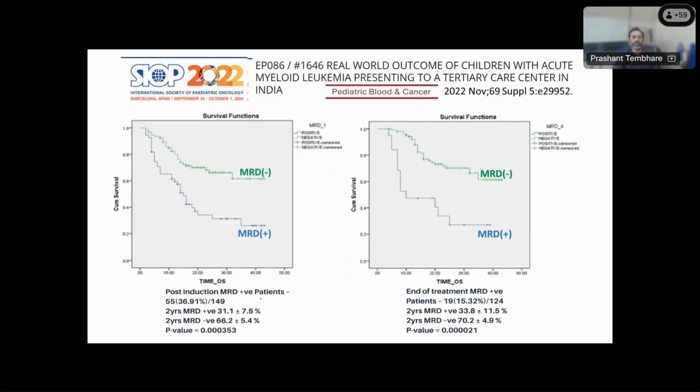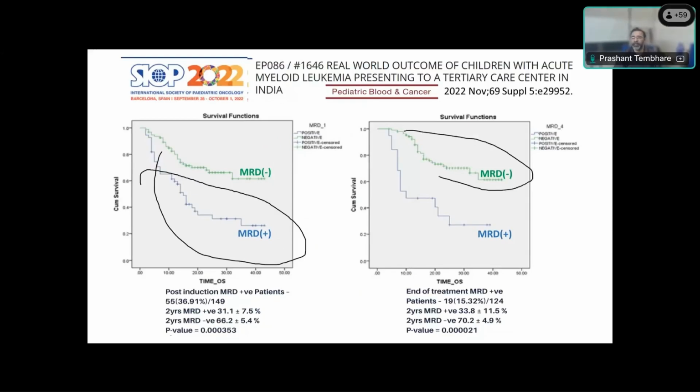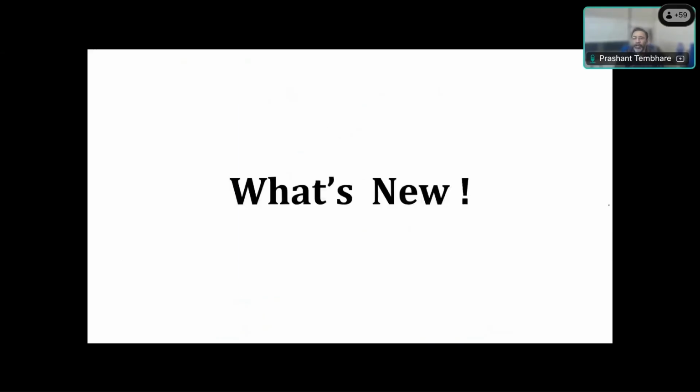Okay, so this is just data in pediatric. You can see the AML MRD positive patient has a high risk, a high possibility of relapse, as compared to the MRD negative. So this is just one of the data with hazard 3 times higher. The MRD positive population has 3 times higher risk of relapse as compared to the MRD negative. Now that was about AML MRD.